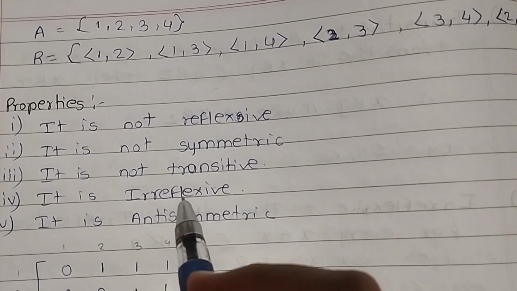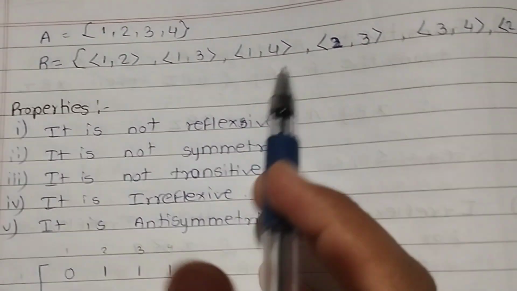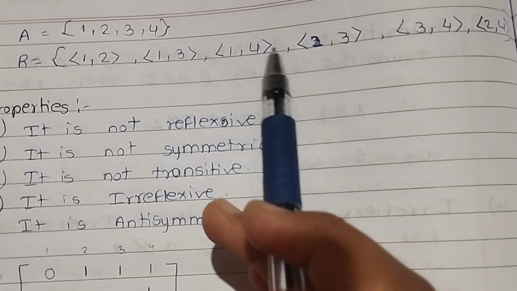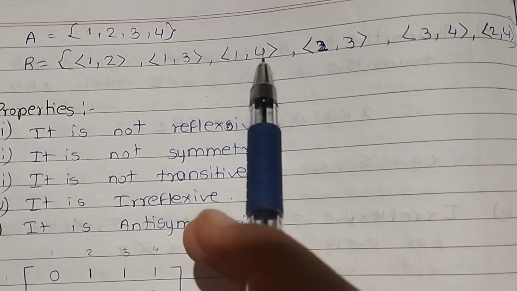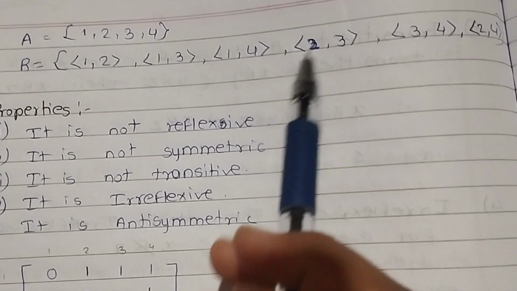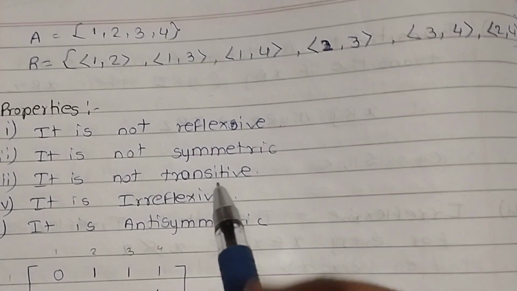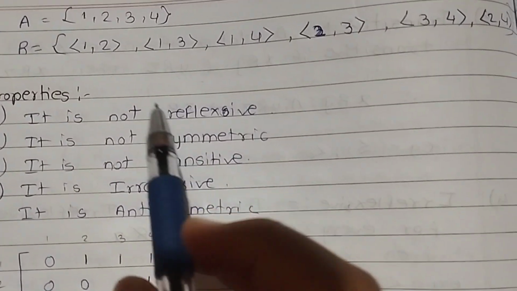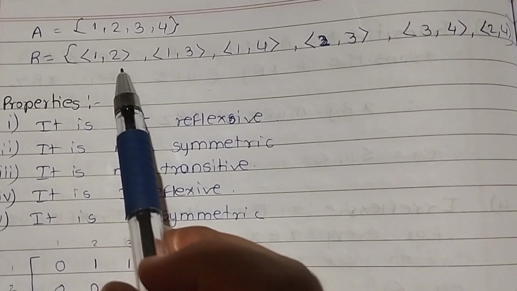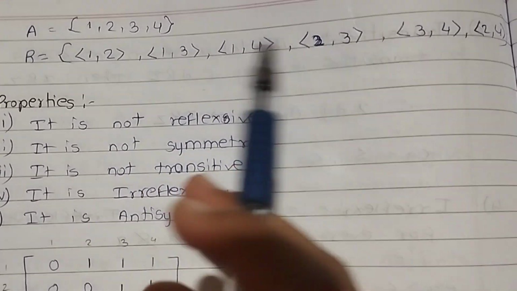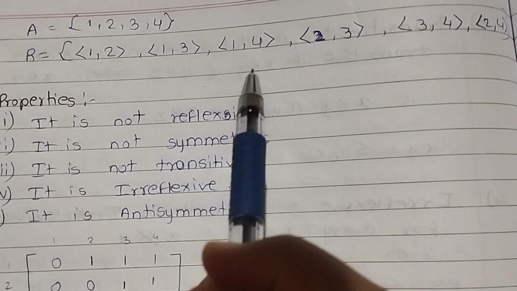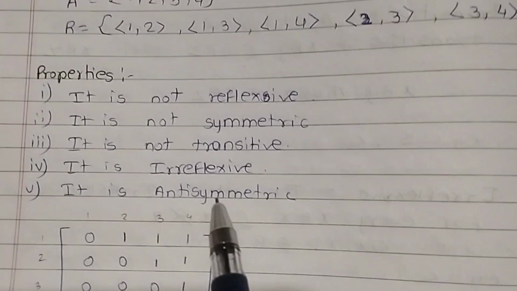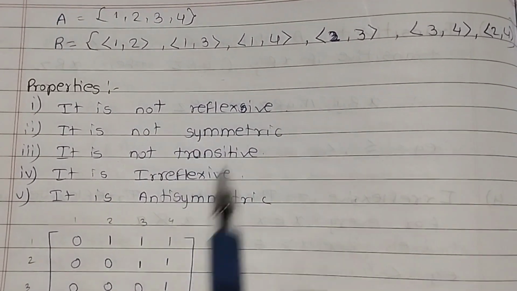Now reflexive. The condition for the reflexive is that we want every set of elements to be of the form xx. Here in this question, no set like 1 1, 2 2, 3 3, 4 4 is present. So this follows the irreflexive property. And for the antisymmetric, we don't want 1 2 and then 2 1 also. So no, here no element follows the symmetric property. That's why this follows the antisymmetric property. I hope you get an idea about all those properties.